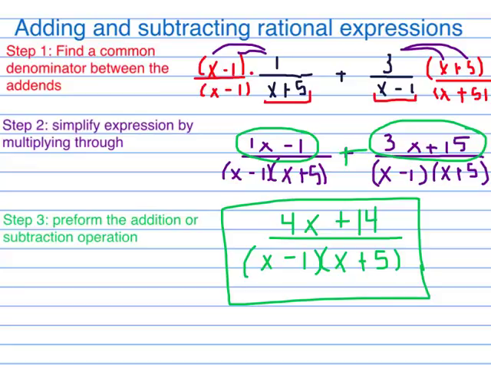Now it's good to look and see if something would cancel out. You should check. If I were to factor the numerator, I'd factor a 2 out. I'd end up with 2x plus 7. None of that would cancel out with the denominator. So we are good, and that would be our final answer. So let's look at a couple more problems, and then we'll look at some complex fractions.